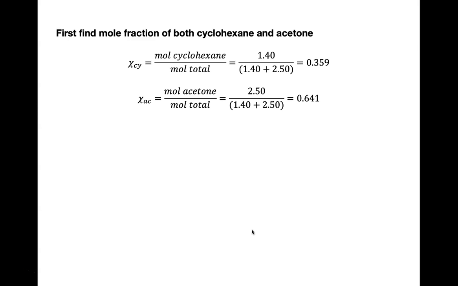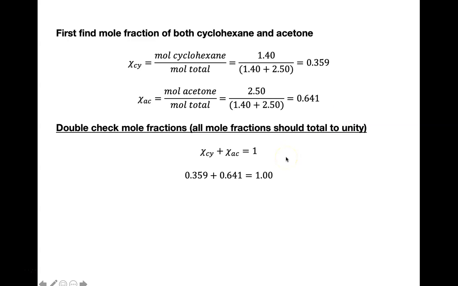So we go around the same process that we did in the previous glucose water example. And so we have the moles of what I care about over the total moles, moles of what I care about over the total moles. So chi-cyclohexane is 0.359 and chi-acetone is 0.641.